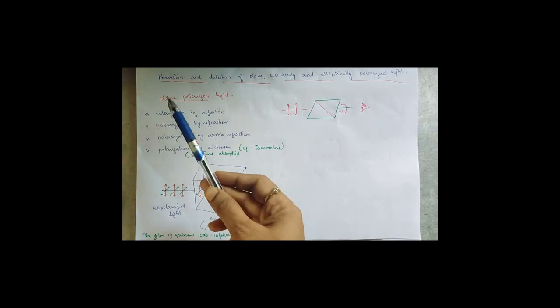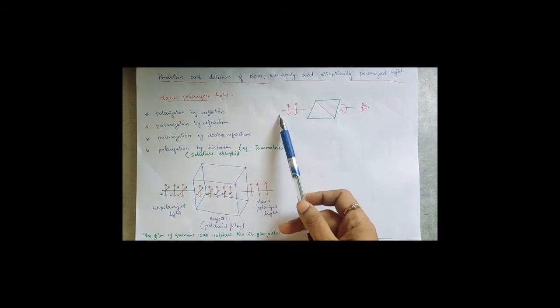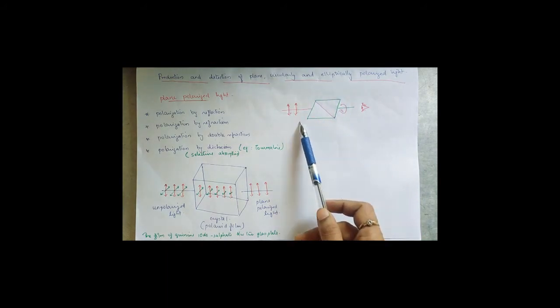Next, our strategy is to find out how we can analyze our produced light, that is, whether it is plane polarized or not. How can we analyze plane polarized light? The analyzing of plane polarized light is very simple. If this plane polarized light is allowed to be incident on the nicol prism, here the nicol prism acts as the analyzer.